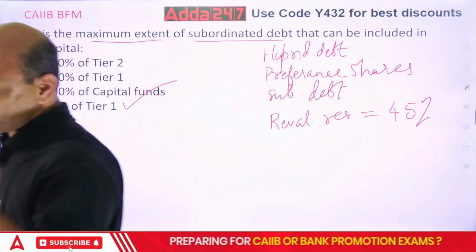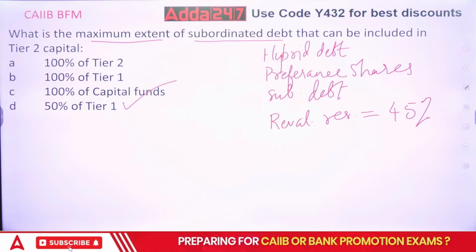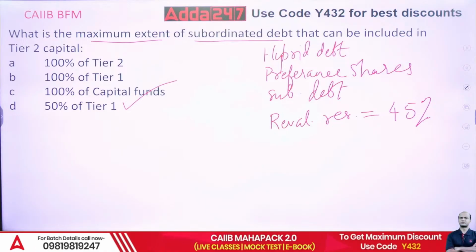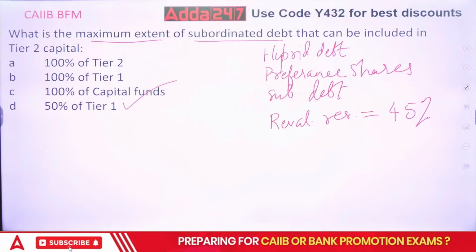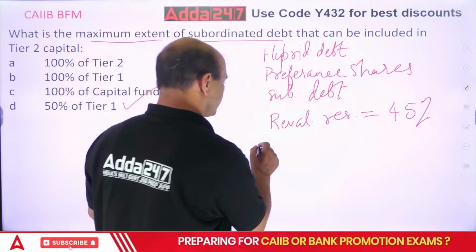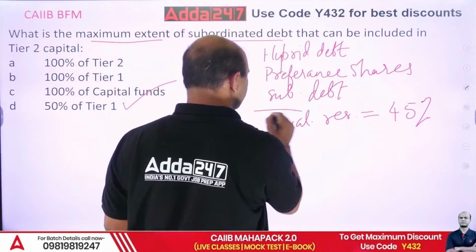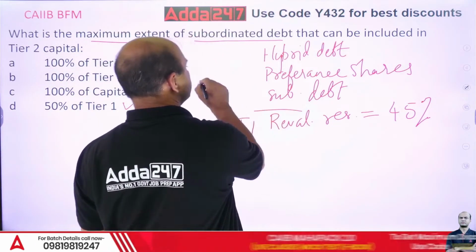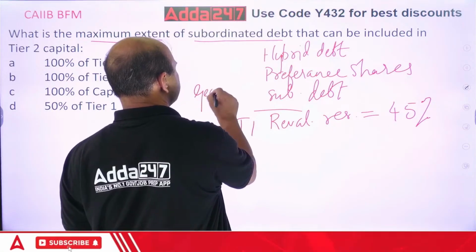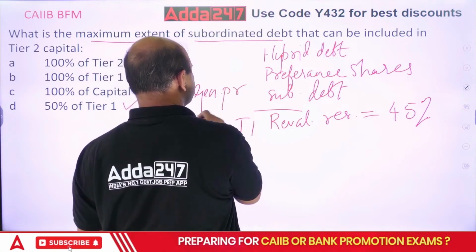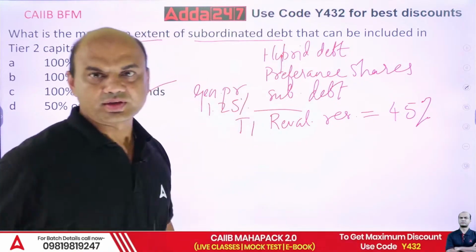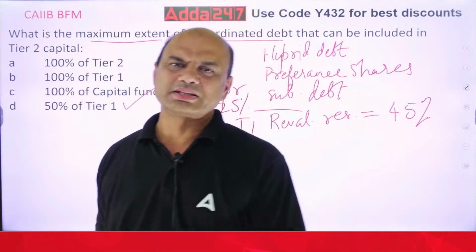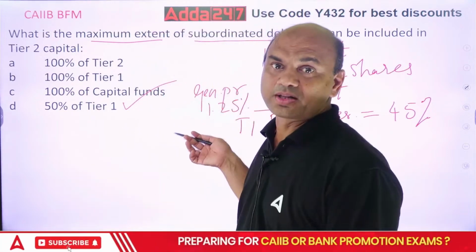Plus there is one more problem. Do you know what is that other one? Loss reserves, general provision and loss reserves. You can add up to 1.25%, isn't it? Remember this? This is a part of tier 1, T1. This is tier 2 general provisions and loss reserves, 1.25% of your RWA. Okay. So these are all the regulations which are required, but these are all required in the exam.